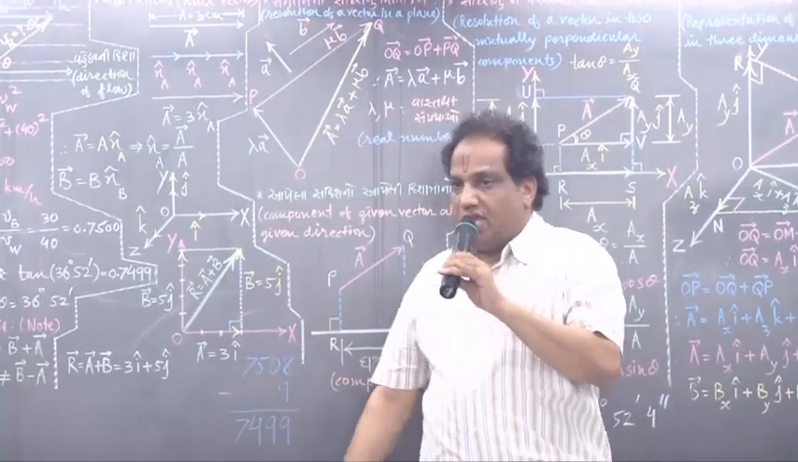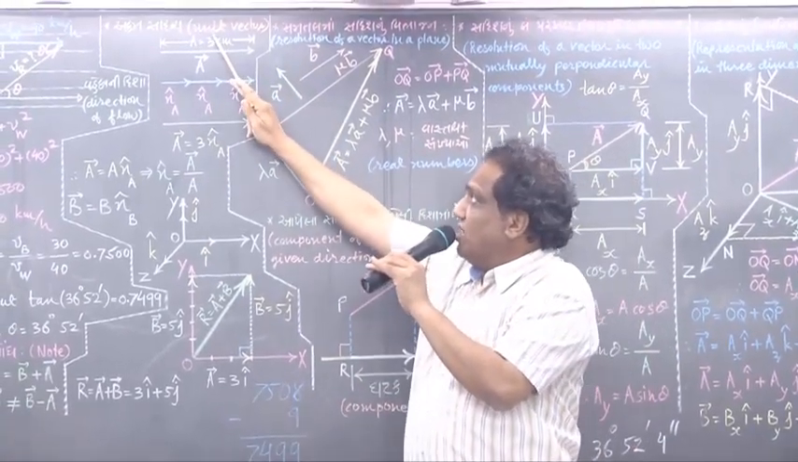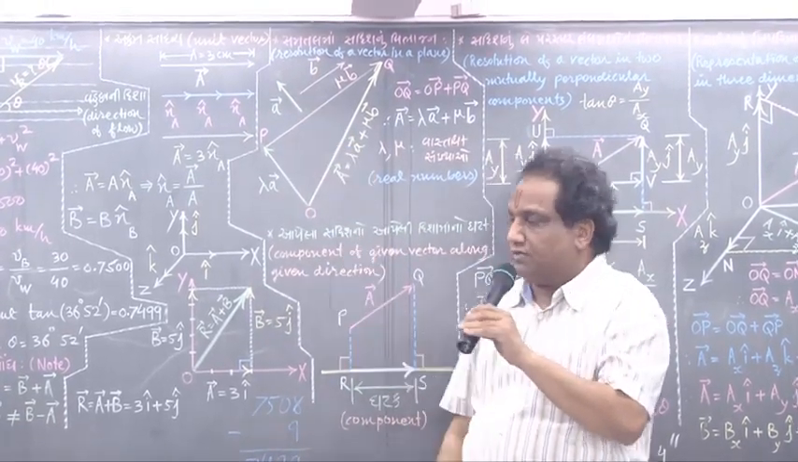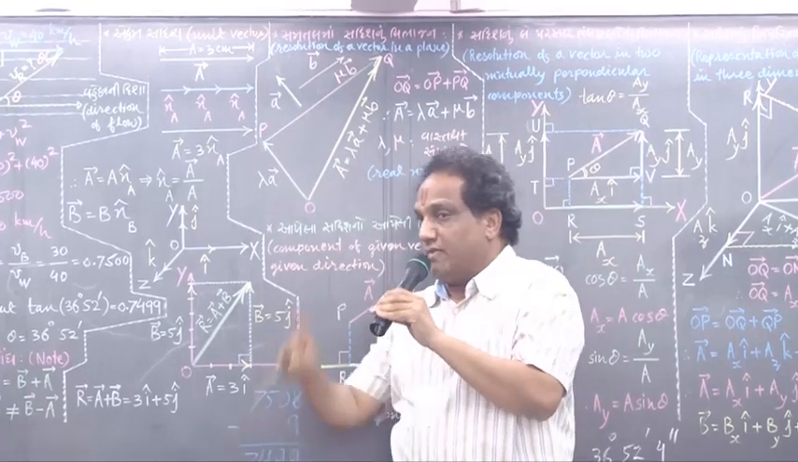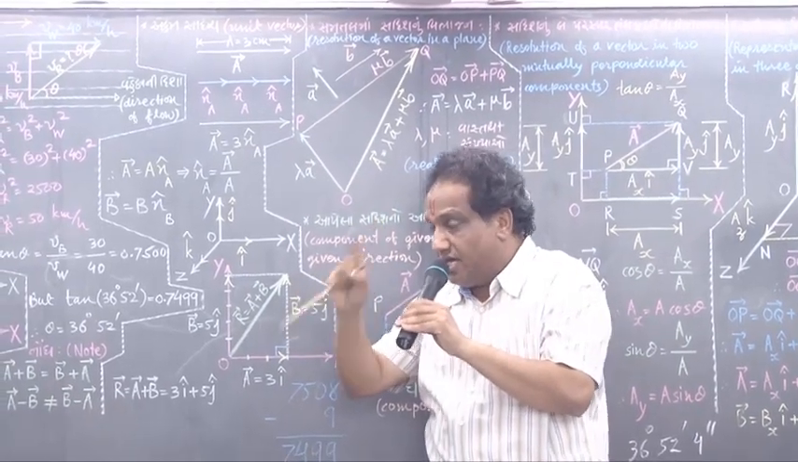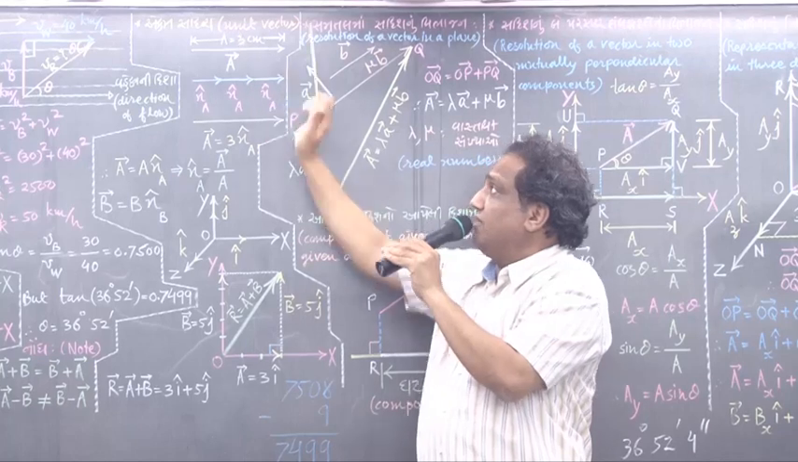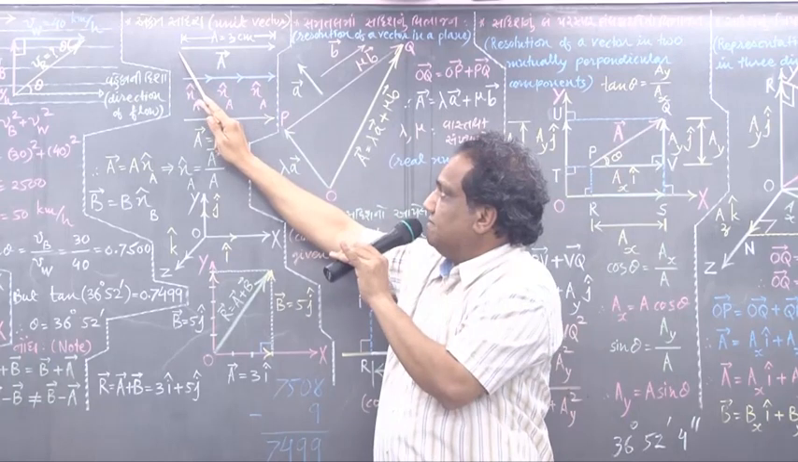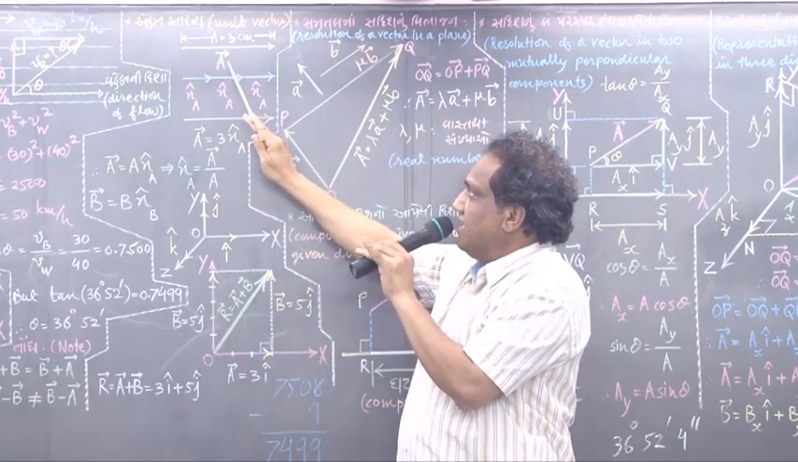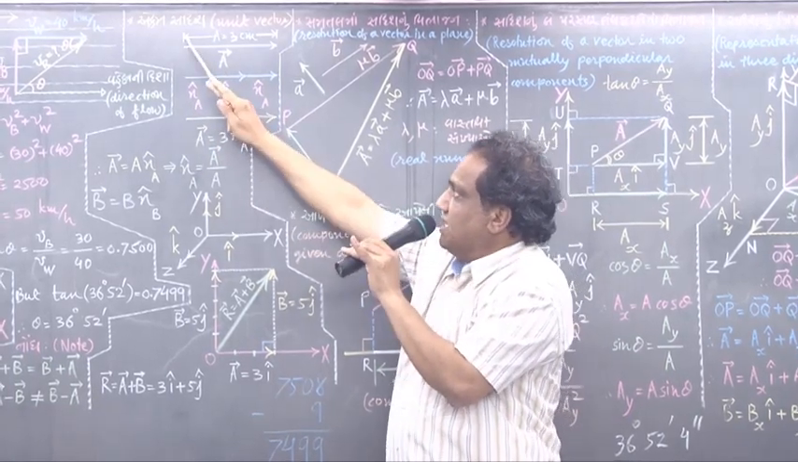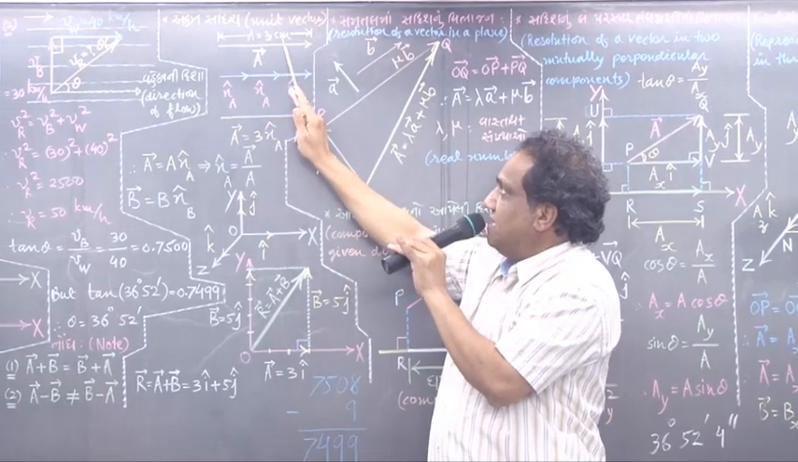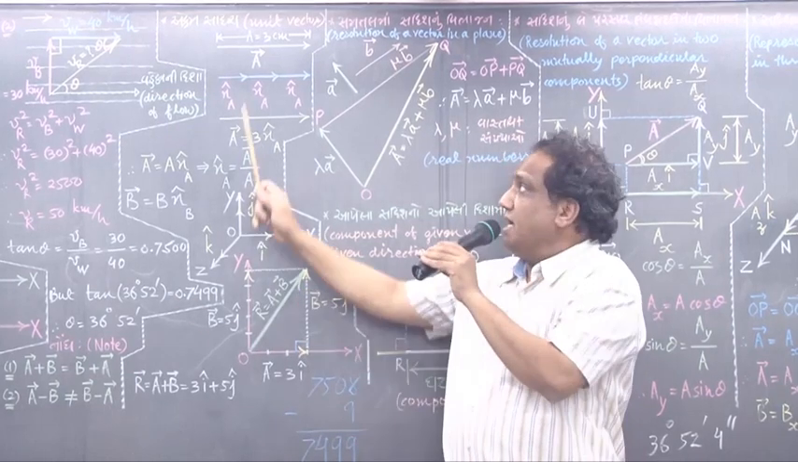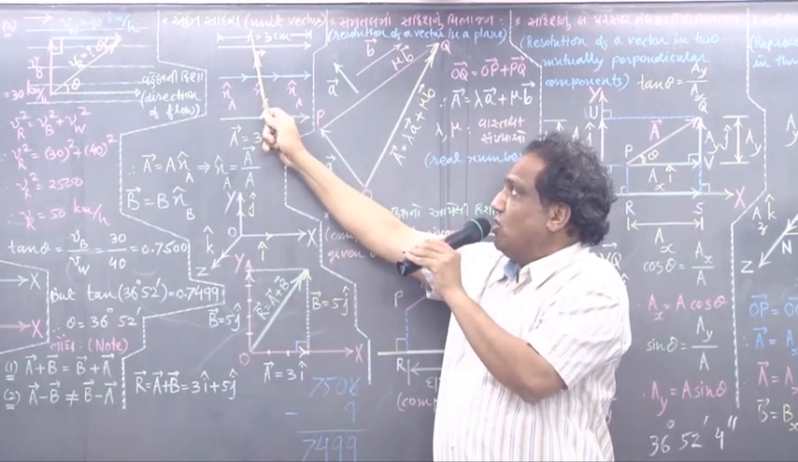What is called a unit vector? From the name only you can make out. A vector whose magnitude is 1 unit is called a unit vector. Simple, no? Suppose this is a given vector, say vector A. Suppose its length is 3 centimeter. Length of any vector means its magnitude, and the magnitude of vector A you can show by the symbol A only.